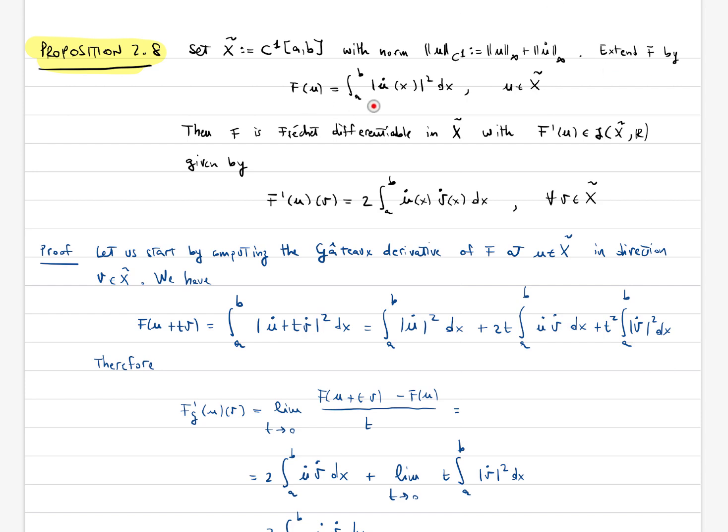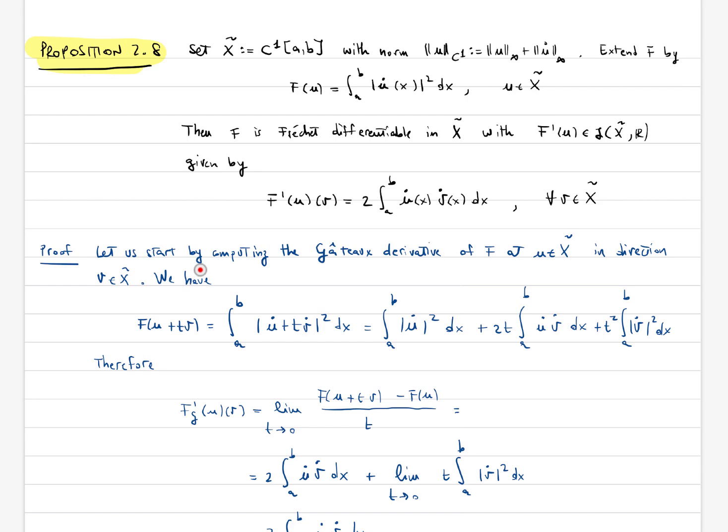So it's still the integral of the square of the derivative of u, for every u which is a C1 function. The claim is that F is Frechet differentiable in X tilde with the Frechet derivative given by this operator here. So the Frechet derivative at u is the linear continuous operator defined like this. If you give a function v to this operator, then you get in return this one: twice the integral from a to b of u' times v', and this for all functions v which are C1.